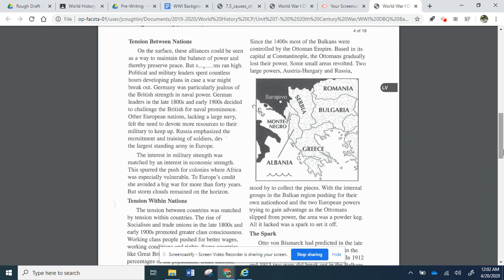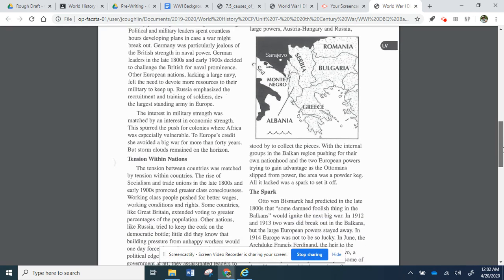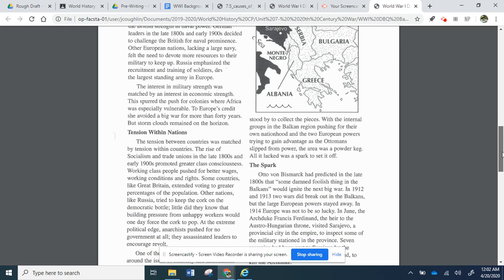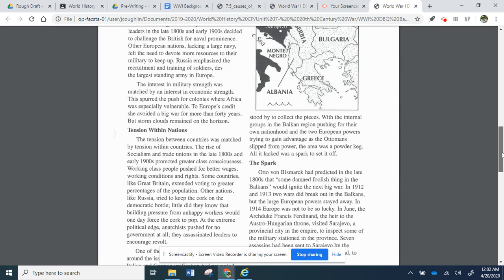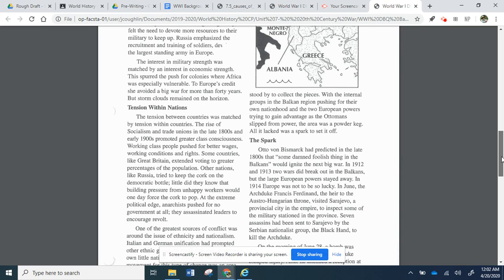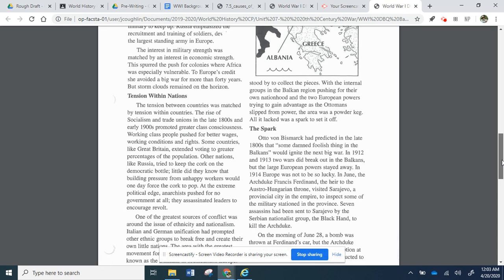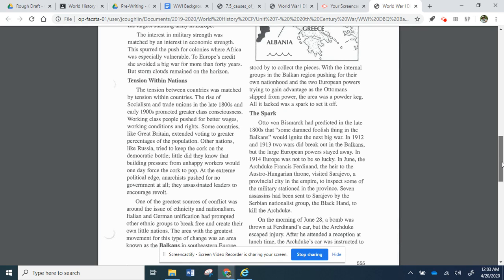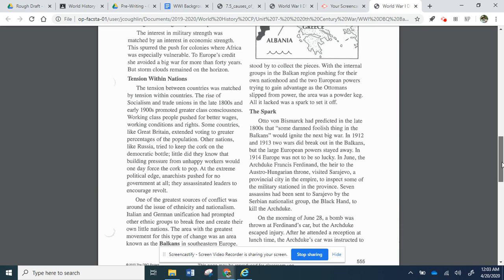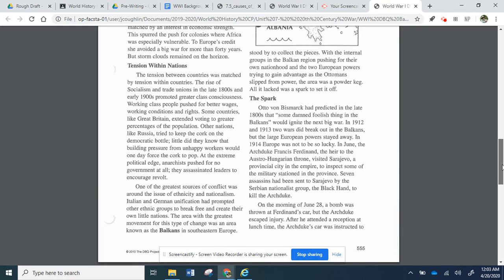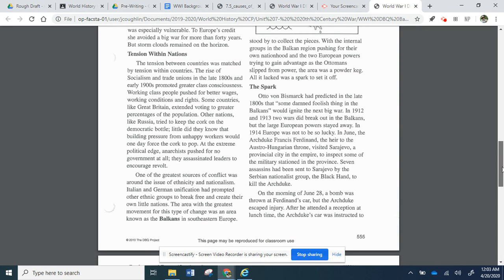Tension within nations. The tension between countries was matched by tensions within countries. The rise of socialism and trade unions in the late 1800s and early 1900s promoted greater class consciousness. Working class people pushed for better wages, working conditions, and rights. Some countries like Great Britain extended voting to greater percentages of the population. Other nations like Russia tried to keep the cork on the democratic bottle. Little did they know that building pressure from unhappy workers would one day force the cork to pop. At the extreme political edge, anarchists pushed for no government at all. They assassinated leaders to encourage revolt.